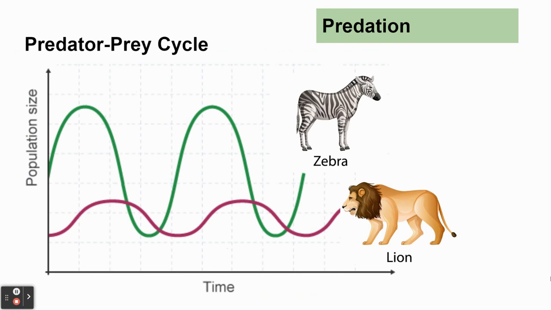Sometimes we'll see graphs like this. It's called the predator-prey cycle. And you can see if you start from the left-hand side, as the number of zebras increases, the green line, obviously the number of lions will increase because the lions have more food. But then because the lions eat the zebras, there'll be less zebras, so that green line goes down, and so the number of lions will go down. Eventually, because the number of lions is so low, the number of zebras will start to increase again, and this repeats itself over time.